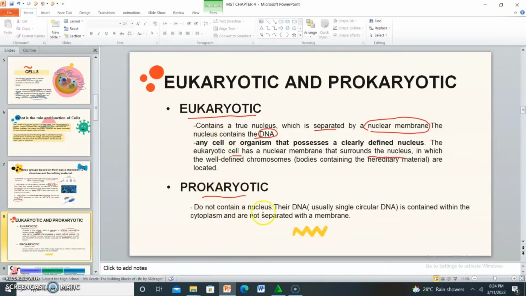Prokaryotes do not contain a nucleus. That is the opposite of the eukaryotic. Their DNA is usually a single circular DNA. It is contained within the cytoplasm and is not separated by a membrane.